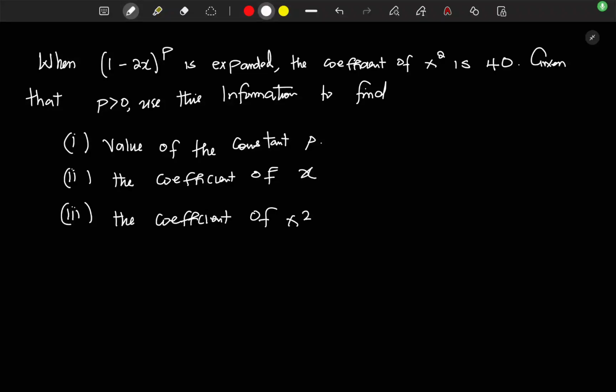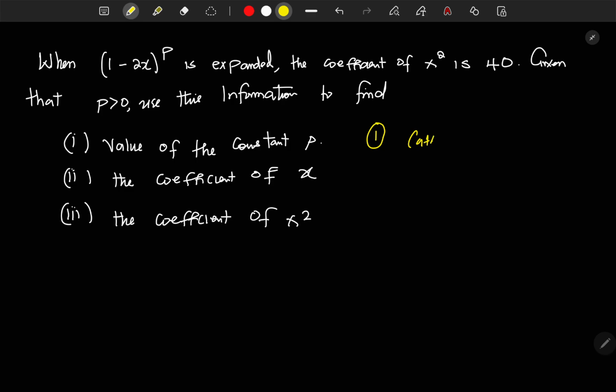Another tutorial under the binomial expansion theorem. When (1 minus 2x) to the power p is expanded, the coefficient of x squared is 40. Given that p is greater than 0, use this information to find the value of p, the coefficient of x, and the coefficient of x squared. Alright, so it's quite easy. You don't even have to worry much if you know the binomial theorem, right?